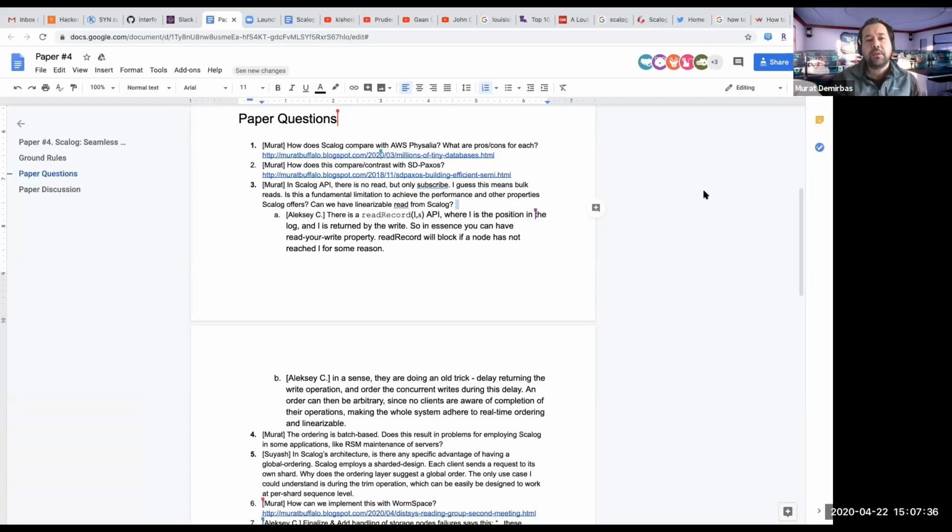And about the ordering thing, it's asynchronous. It looks like watermarking version vectors from each shard.